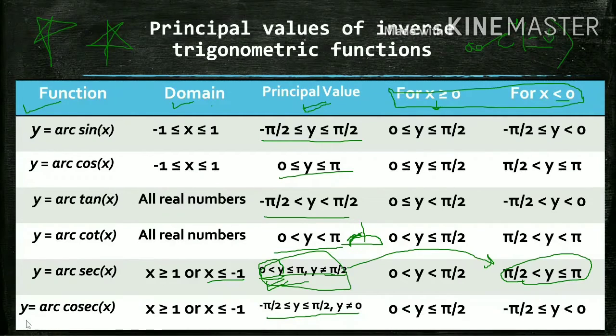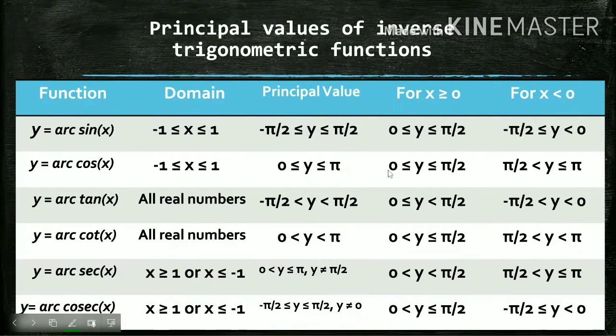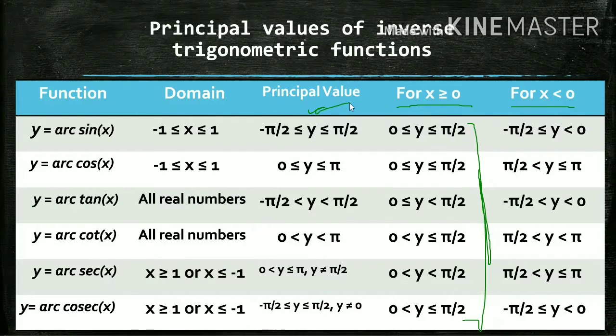And it's not difficult to remember this table. Basically, the easy thing is that there are two cases you are drawing for: x greater than or equal to 0 and x less than or equal to 0. Just look at this. You need to remember the principal value, just that and this value. Nothing else.